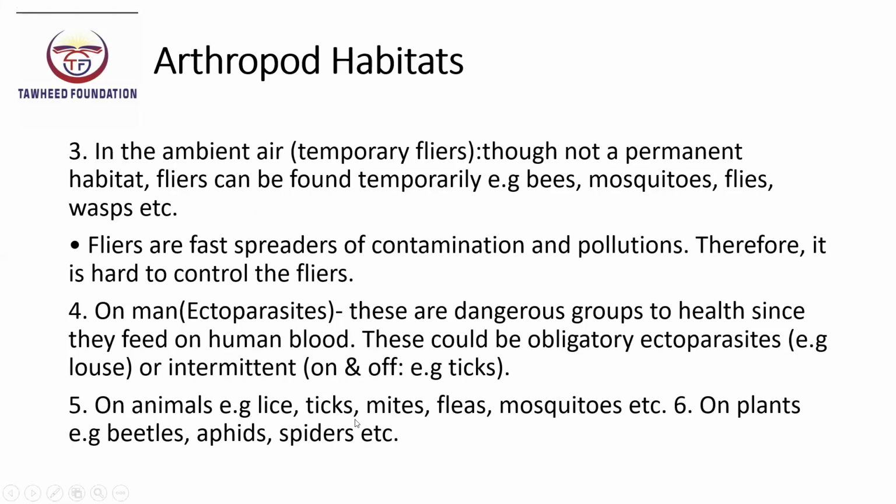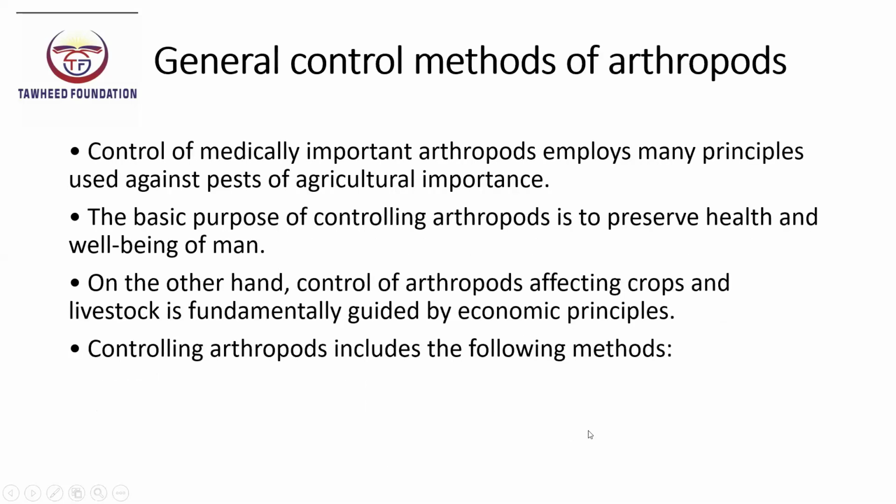These are the examples which are included among arthropod habitats. Next is on plants, species like beetles and aphids that often affect plant health. General control methods of arthropods. Control aims to protect human health primarily, using methods such as personal protection, environmental manipulation, barrier, biological control, local traditional method, and chemical control.